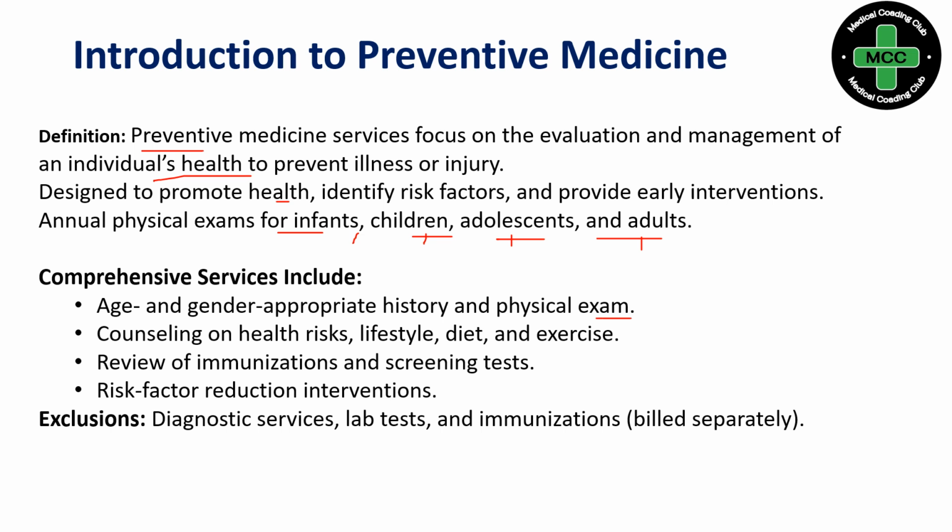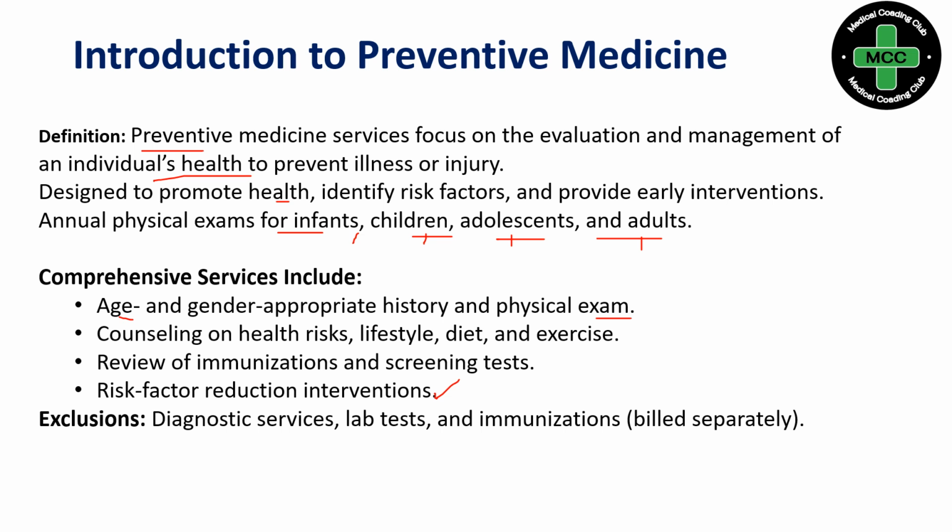So age is important as well as gender appropriateness. For example, a mammogram will be performed on a female patient, and the same way a pap smear. That is called a gender appropriate history and physical exam. Next, counseling on health risk, lifestyle, diet, and exercise, review of immunization and screening tests, and risk factor reduction and intervention. All of this will be included in the preventive services.